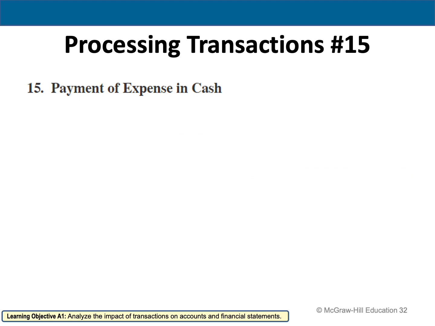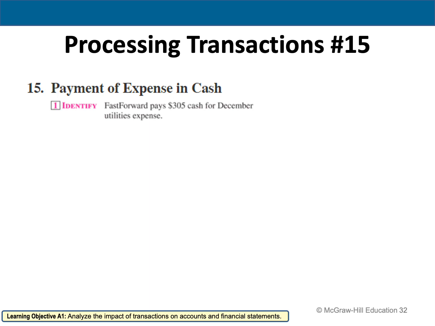Now let's move on to processing transaction 15. So fast forward, they pay 305 cash for December utilities expenses. Here, what do I mean by utilities expenses? Utilities expenses means expenses related to electricity and water. We usually call it utility expenses. And because those are expenses, we are going to pay them on a regular or monthly basis.